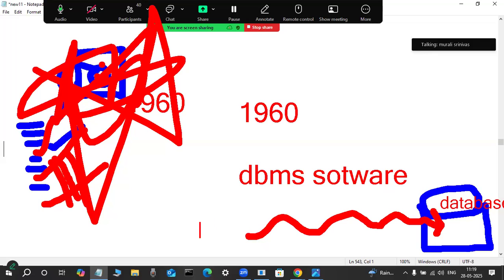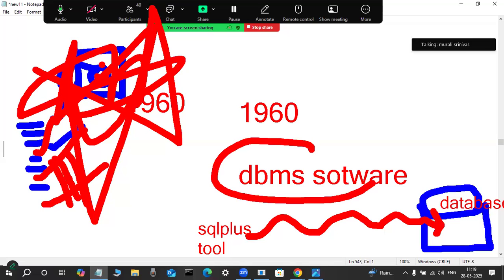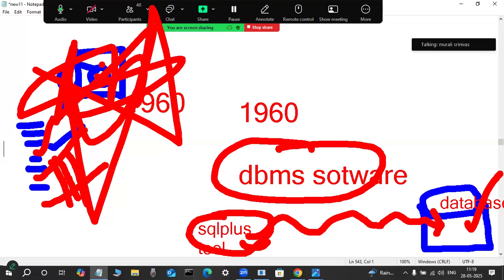Suppose on the Oracle side, is SQL*Plus a tool there or not? Yes, this tool is automatically created. That's why when we install the software, meaning one server, a container that is a database is created automatically, and a tool is created. Through this tool we are interacting with this database. These types of software are called DBMS software.